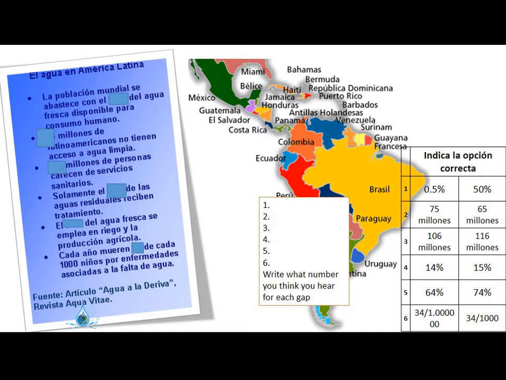Cada año mueren 34 de cada 1000 niños por enfermedades asociadas a la falta de agua. Cada año mueren 34 de cada 1000 niños por enfermedades asociadas a la falta de agua. Okay, so numbers is a difficult thing, right? Their numbers seem to be a lot more complicated than ours.